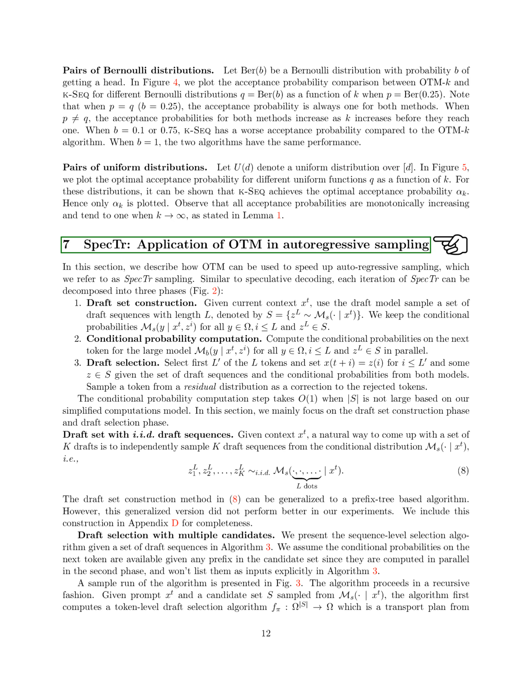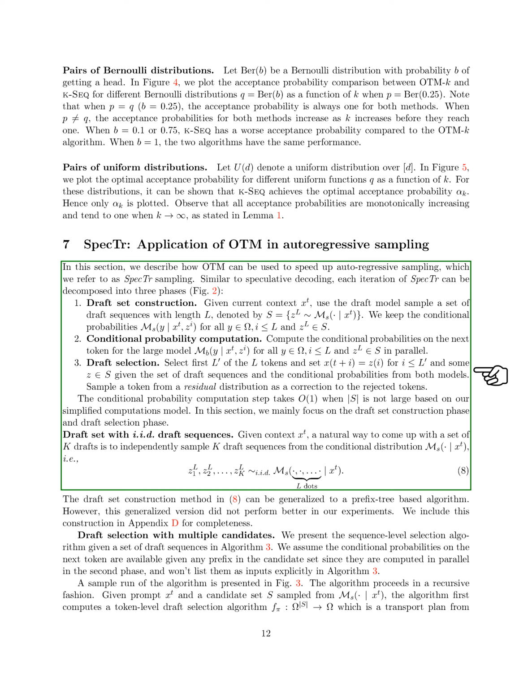Now, let's move on to the application of optimal transport maps, OTM, in autoregressive sampling, which we call SpecTr sampling. This process is similar to speculative decoding and can be broken down into 3 stages. 1. Draft set construction. Given a current context, x_t, we use a draft model to sample a set of draft sequences of length L, which we'll denote as S. We keep the conditional probabilities for all possible outcomes.